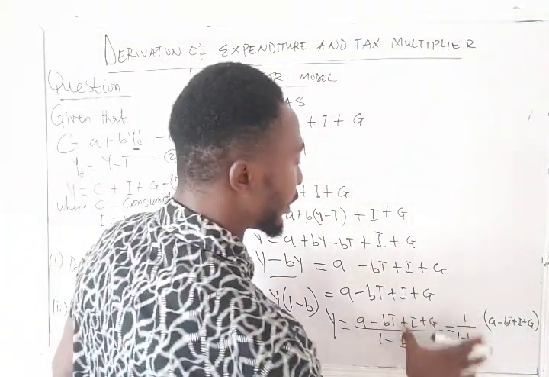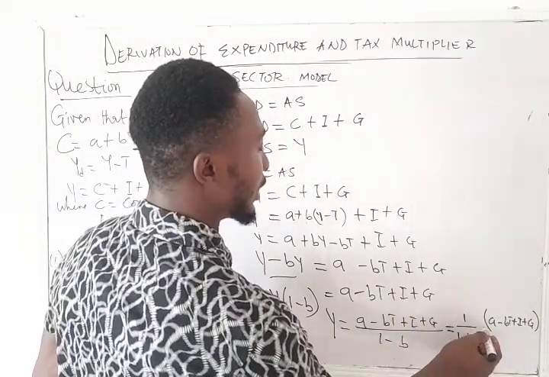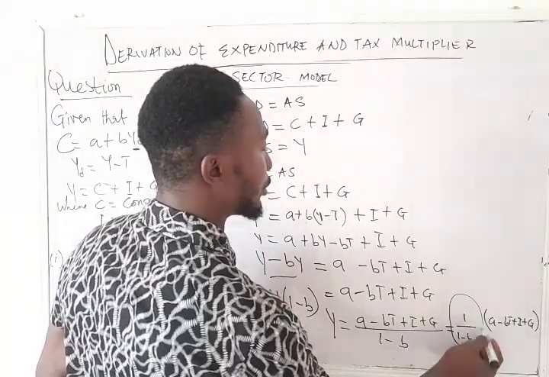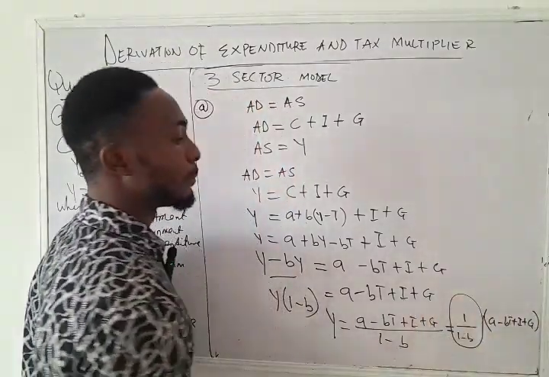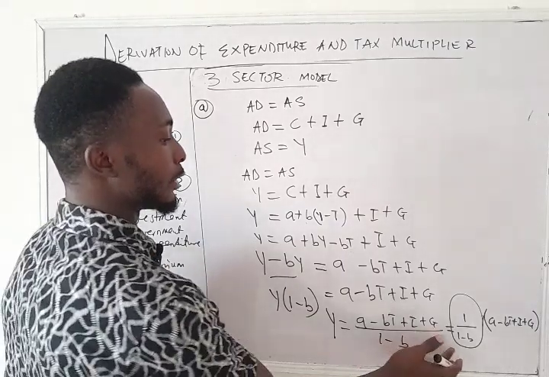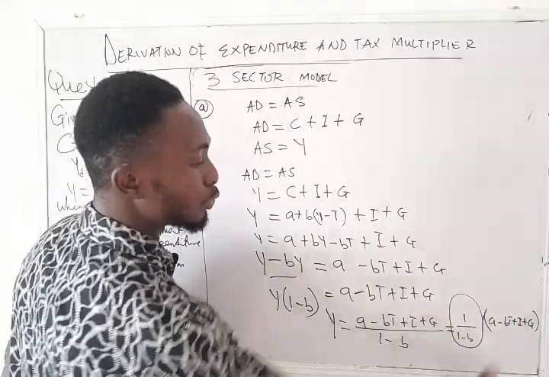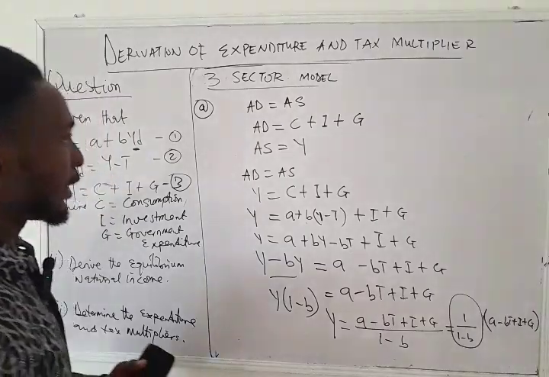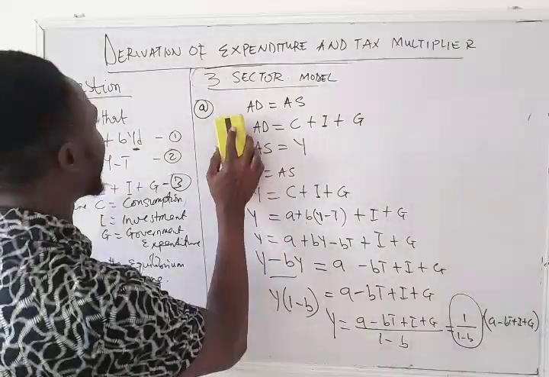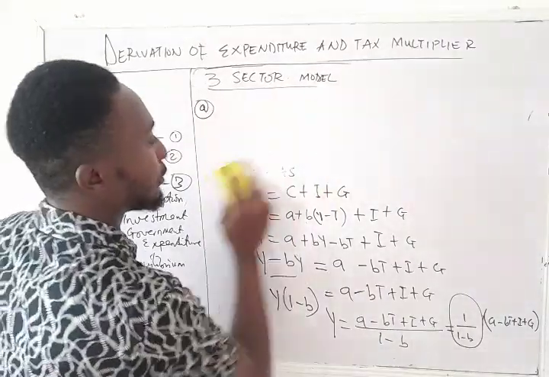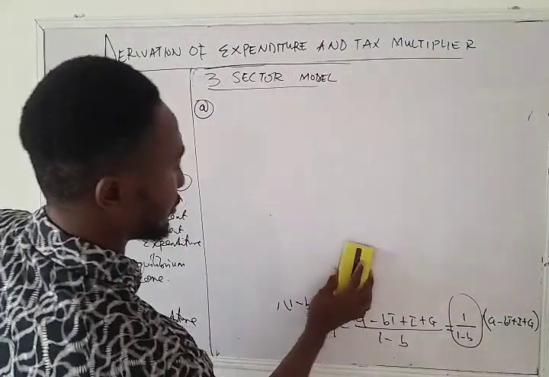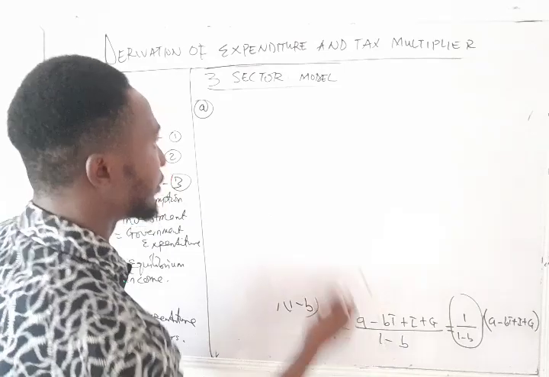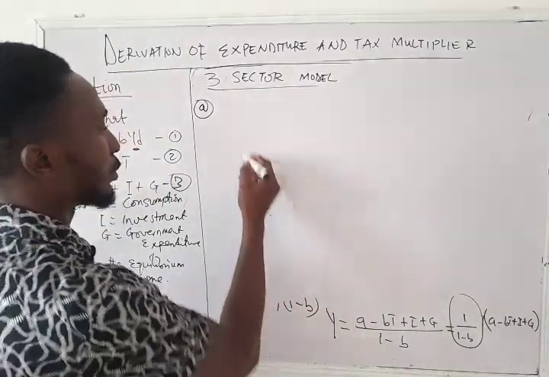So if you look at what we have here, this already has given us our expenditure multiplier. From here we can derive our expenditure multiplier and also our tax multiplier. But let's see how we can do that from here. So I would erase this now and bring this same up here so we can begin to work with this.